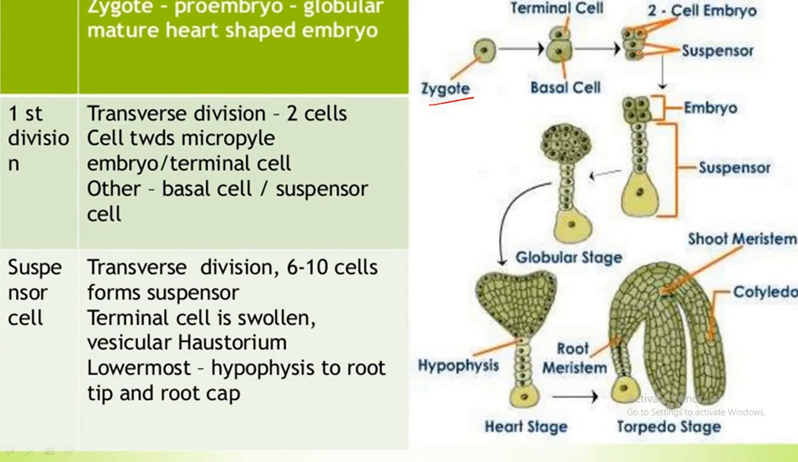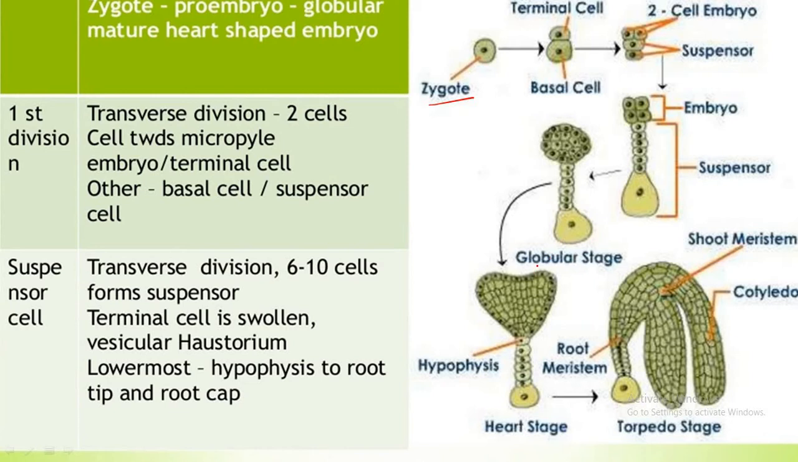Further, transverse division takes place and 6 to 10 suspensor cells are formed. Here in the suspensor cells, there will be transverse division which will result in formation of 6 to 10 cells of suspensor. The terminal cell of the suspensor is swollen, and it is the vesicular haustorium. The lowermost is the hypophysis, which gives rise to the root tip and root cap.